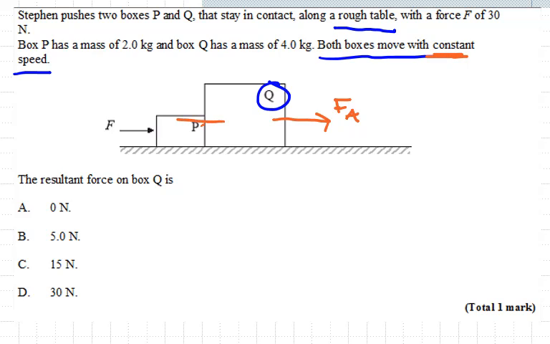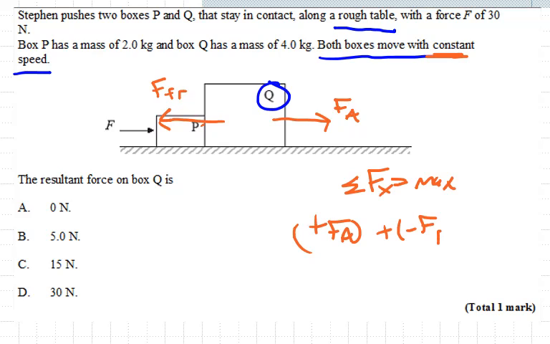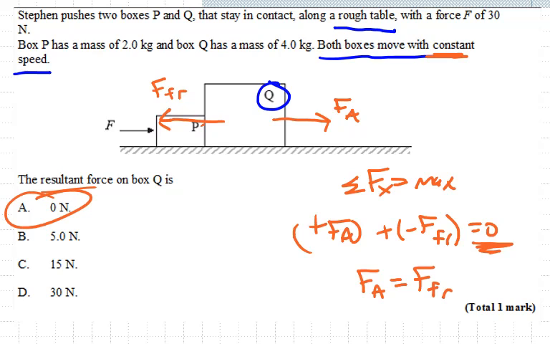That means that friction is going back, and if it's a constant speed, we set up the sum of the forces in the x equals ma, and the positive x force applied plus the negative force of friction equals 0. So the force applied is equal to friction, and therefore there is no net force. So the resultant force is 0. And even though there is a force on it by P, there's an equal and opposite force by friction. So the net or resultant force is 0.